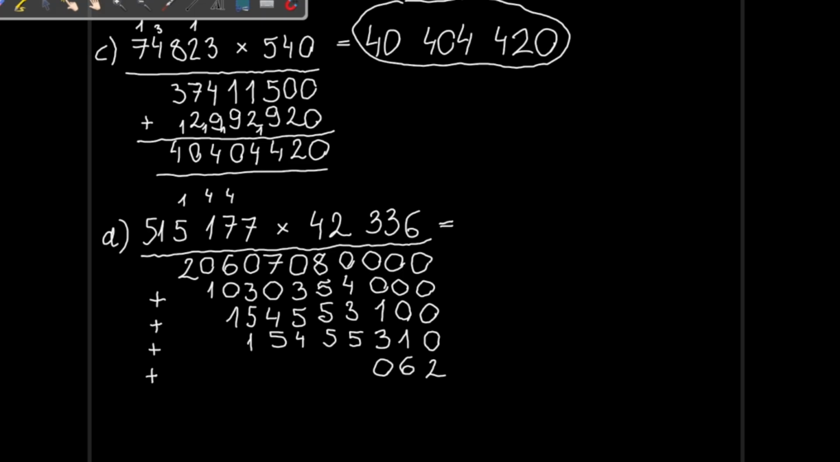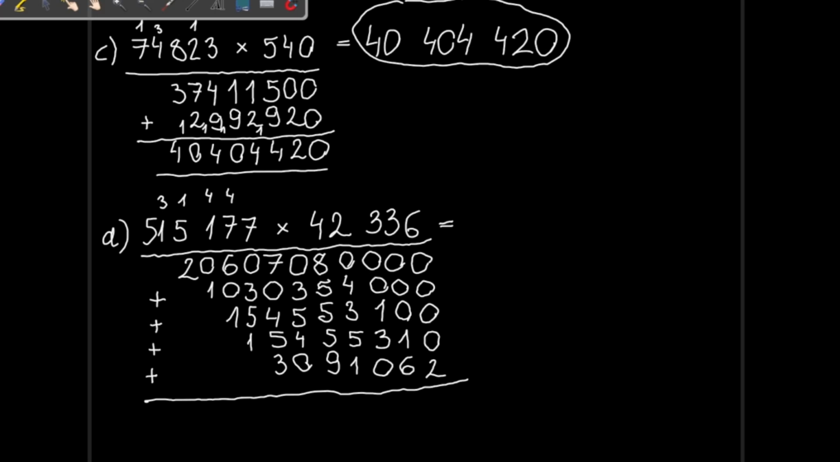6 times 5, which is 30, plus 1 is 31. 6 times 1 is 6 plus 3 is 9. And then we have 6 times 5, which is 30. Great. Now, the final boss. We need to add these 5 numbers together, which is not gonna be too hard.